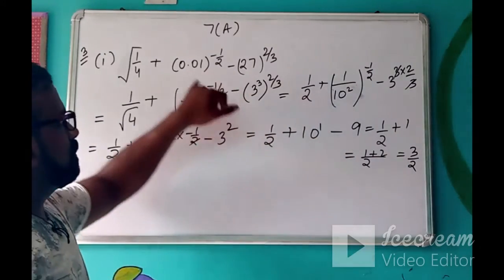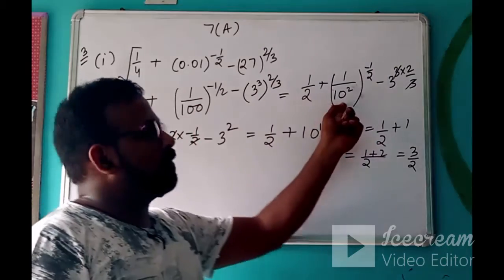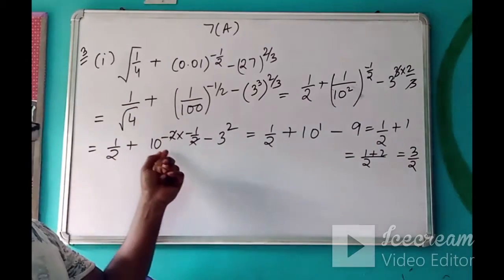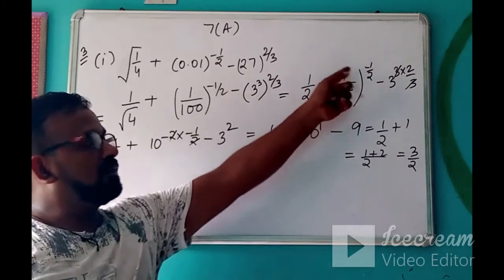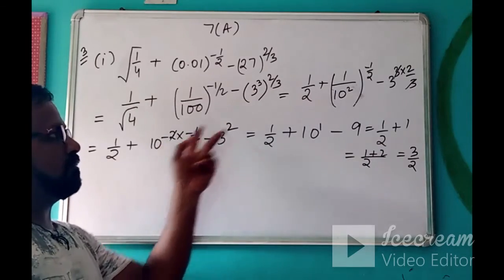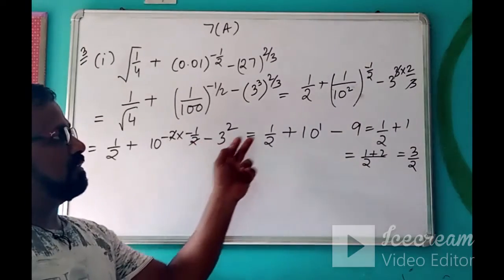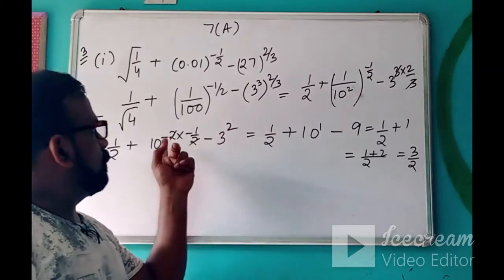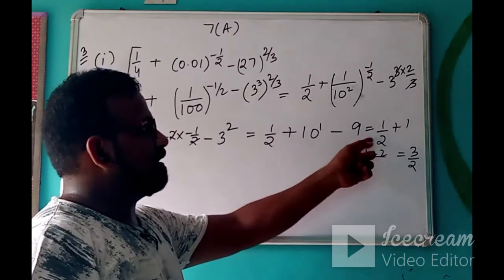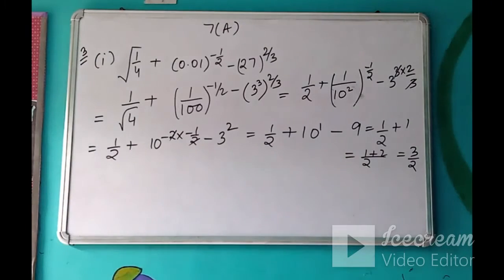So this 0.01 will become like this. This 100 you can write like 10 square. Then I have taken this 10 square here, reciprocal, so power becomes 10 to the power minus 2, and these two powers multiply with each other, minus 3 square. So minus minus plus it becomes 10 to the power 1 minus 9. So when you solve you will get answer as 3 by 2.